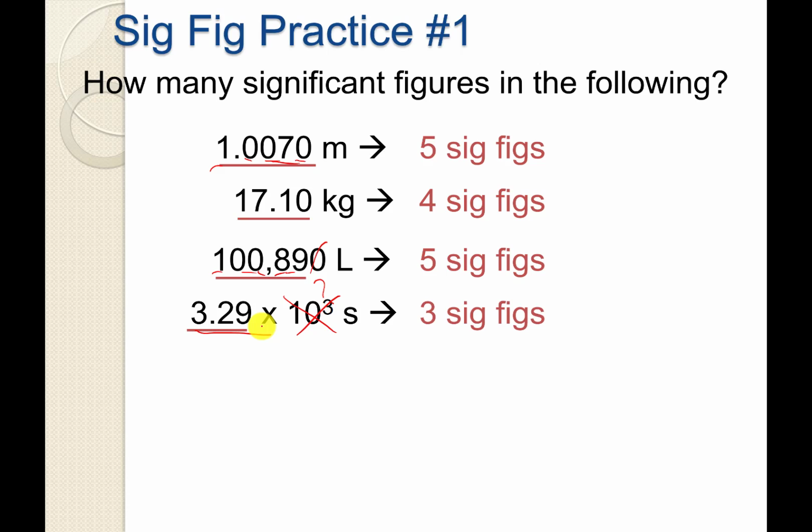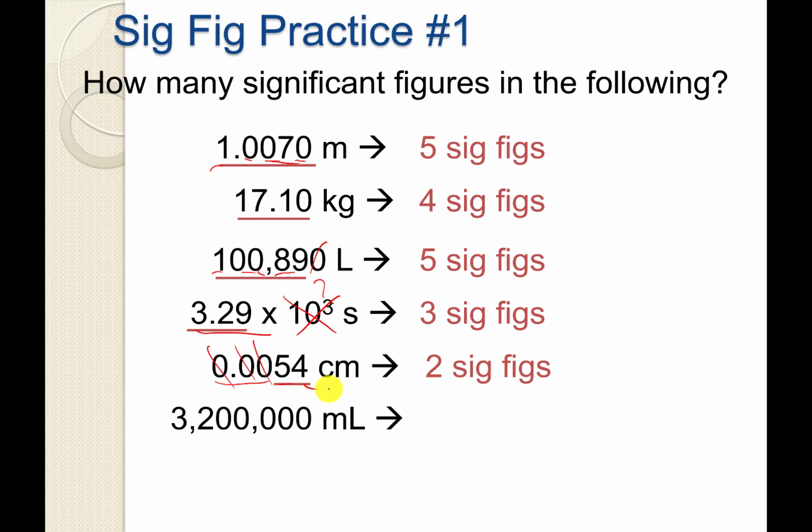All right, you work out this next one. Go ahead and work it out on the side and come back when you're done. Okay, this one, we have a case of leading zeros. This is the first one we have with leading zeros. 3 leading zeros, those are not significant. We only have 2 significant figures.